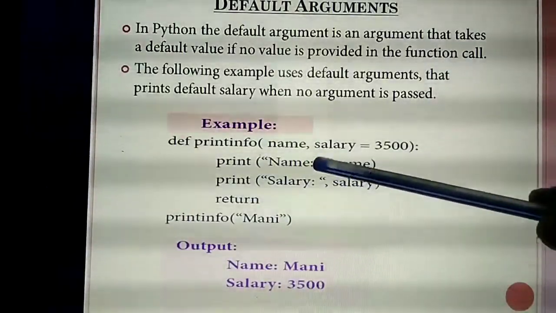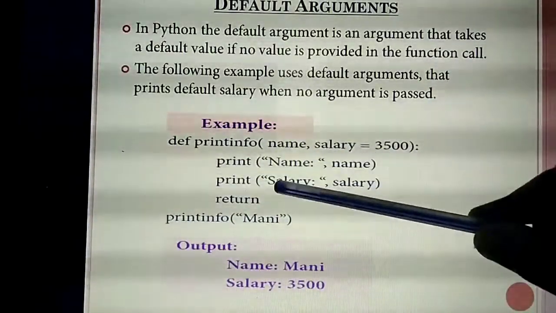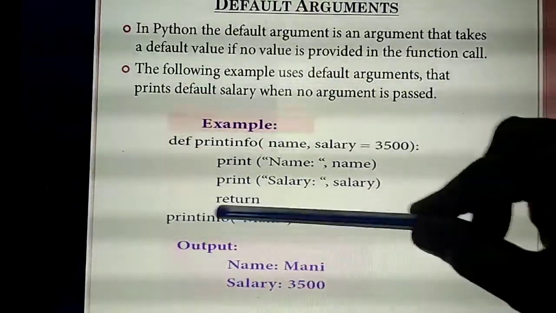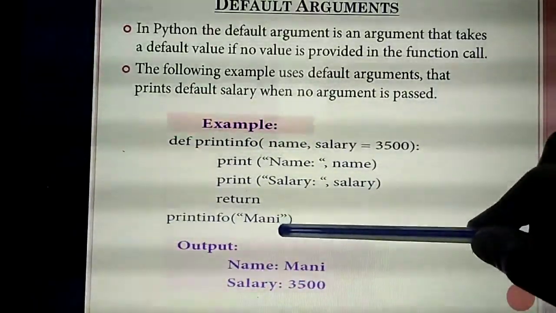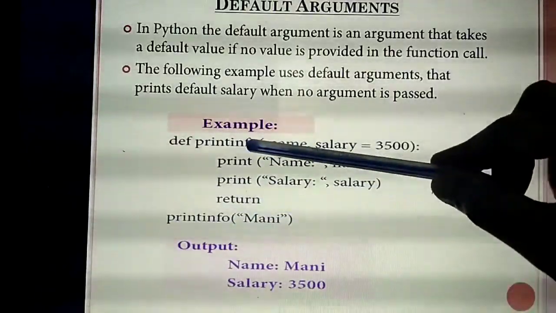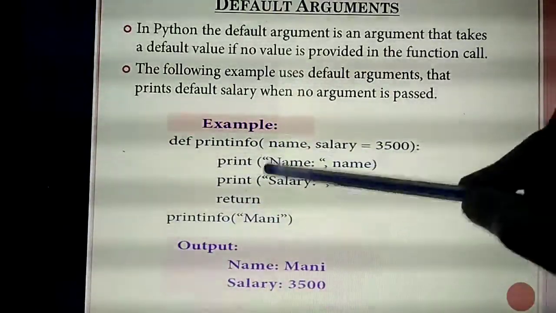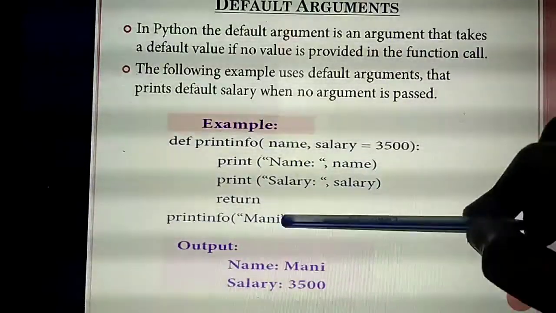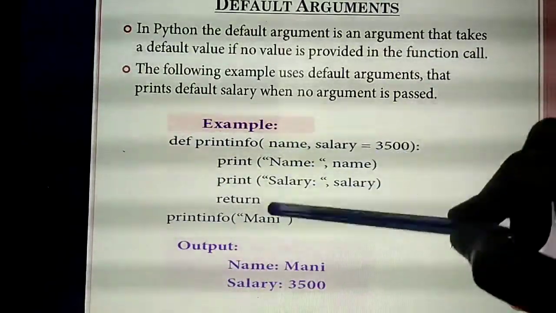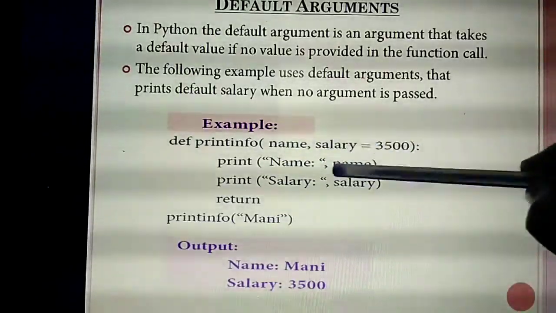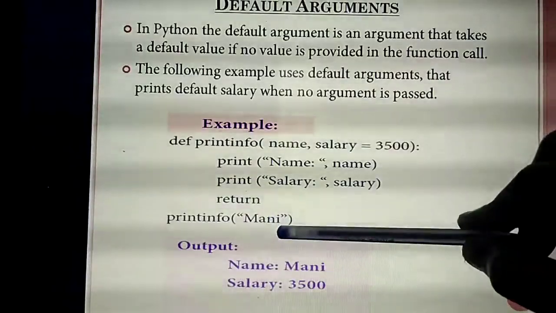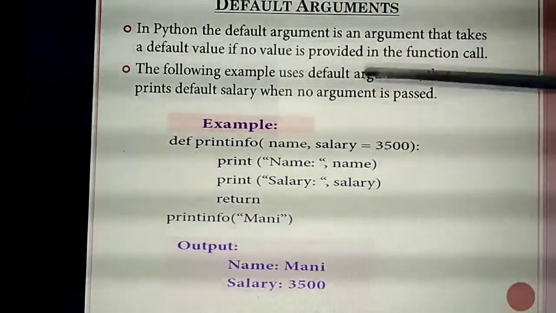Then what's the next thing? After the print statement, you need to return. So it will return the value. Next, here only you are assigning the values. Print info, calling the function. In the place of name, you are giving Many, inside double quotes. But only one value you are giving. Are you giving any value to the salary? No. Only name alone you are declaring. You are not giving any value to the salary.